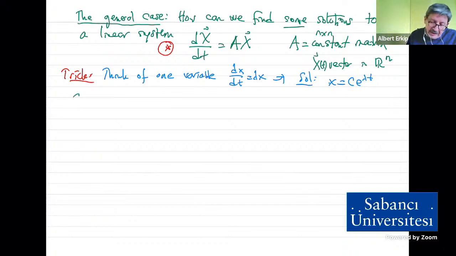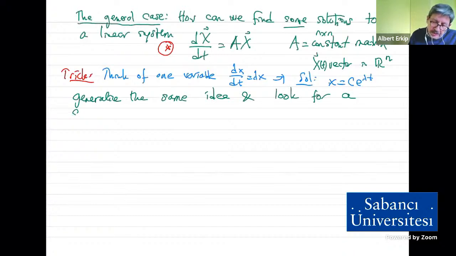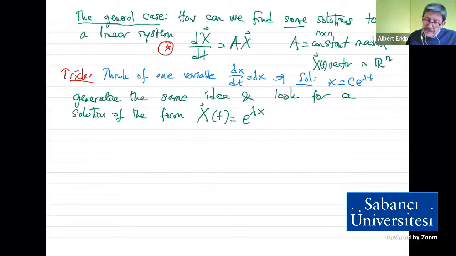Now, generalize the same idea, and look for a solution of the form x(t) equals e to the lambda t times a vector x0, where x0 is some constant vector.